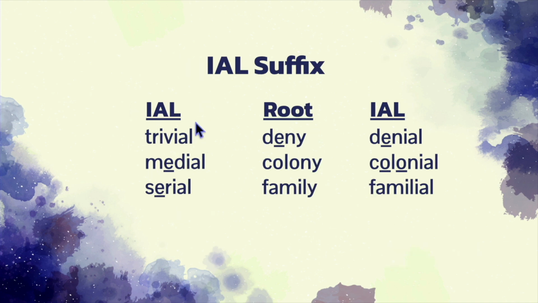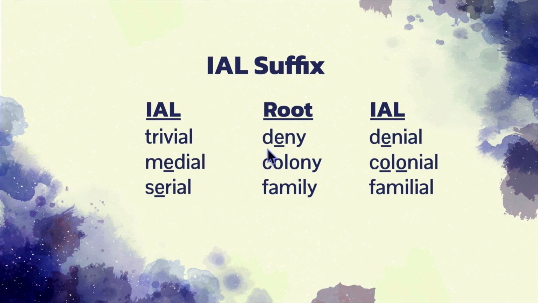Here's the suffix eel. It's not a clear EL sound, but eel, because AL as a suffix by itself takes on the muffled schwa sound of ul. So here we have trivial, medial, and serial.